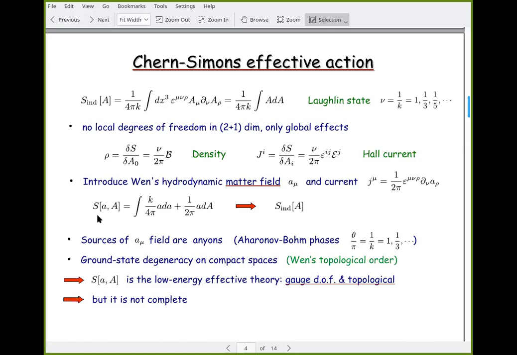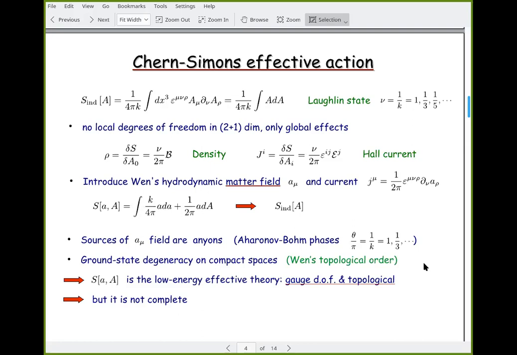for the Hall effect. Of course, if you put sources for this little a, they have some Aharonov-Bohm phases, which is what you expect because of the so-called anyons, excitations which have non-trivial Aharonov-Bohm phase. Then if you quantize this theory on a compact surface, you discover that the ground state is in fact sensitive to the global property of the space. On a compact space, you get a non-trivial finite degeneracy, given by K, and this is called topological order, to distinguish it from ordinary order.